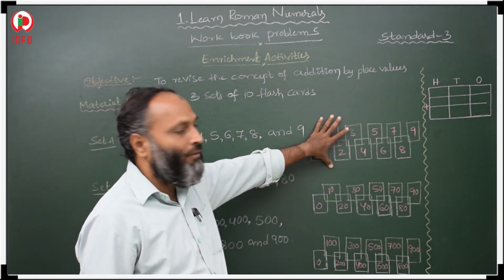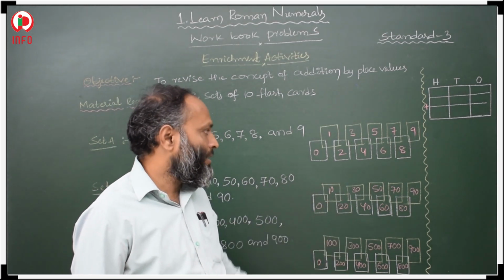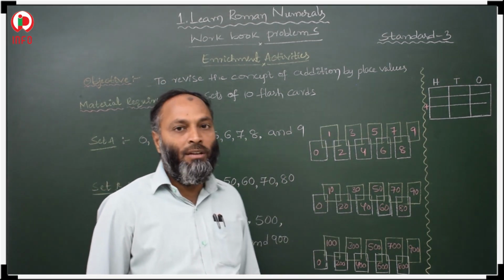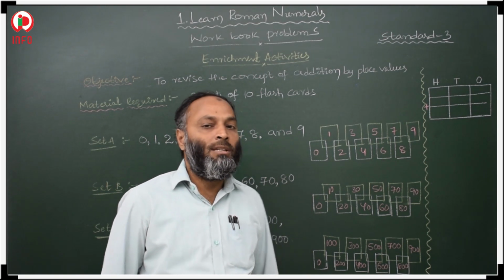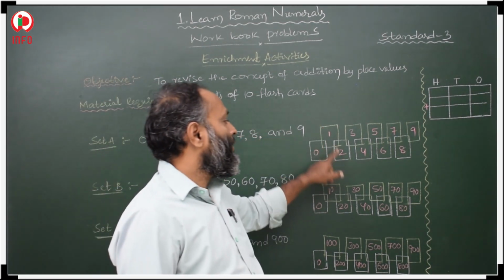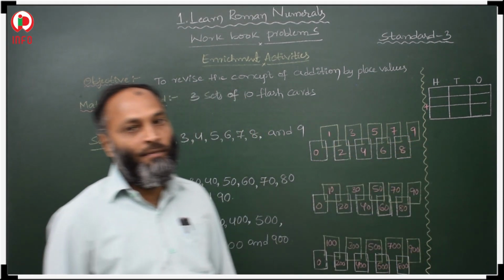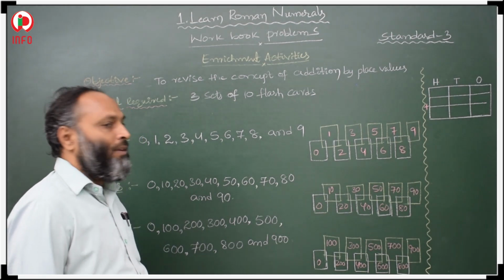Here we have 10 flash cards in each set. Total how many flash cards do we have? 10 flash cards in each set. In set A: 0, 1, 2, 3, 4, 5, 6, 7, 8, 9. These are the ones place flash cards.